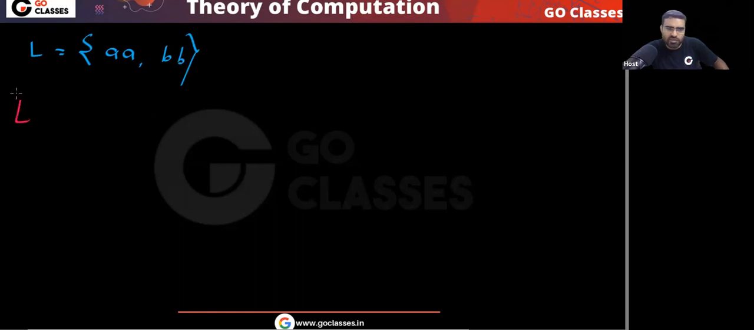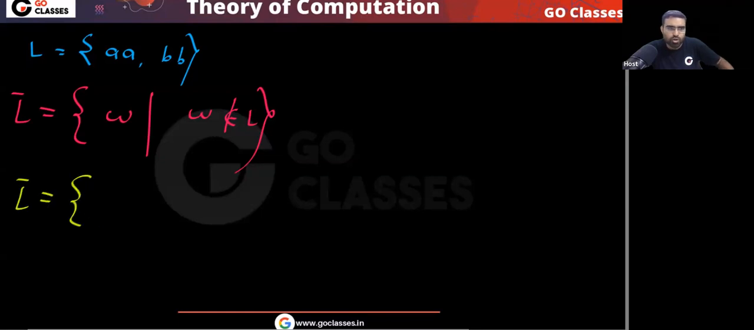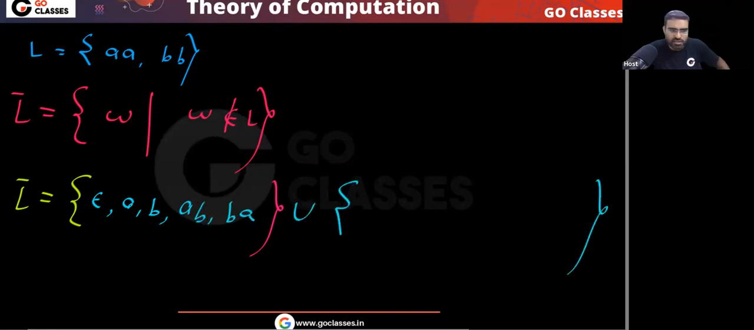complement means all the strings which are not in L, right? All the strings which are not in L. Yes or no? So tell me which strings are not in L. L complement. So you can notice which strings are not in L. I can say, see, this string is not in L. This string is not in L. This is not in L. And you can notice that every string of length greater than or equal to 3 is not in L.